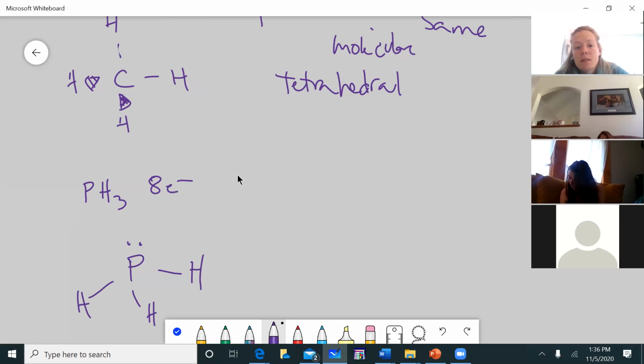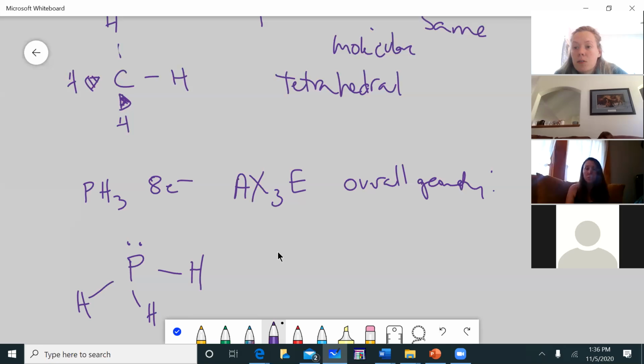So there's a lone pair. That means I've got A, X, my X is 3, and my E will be 1. Anytime you have an E, molecular and overall are going to differ. The overall geometry lets you know how many electron groups you have. So I have 1, 2, 3, and 4. So I'm making a tetrahedral with the electrons. So this is tetrahedral.